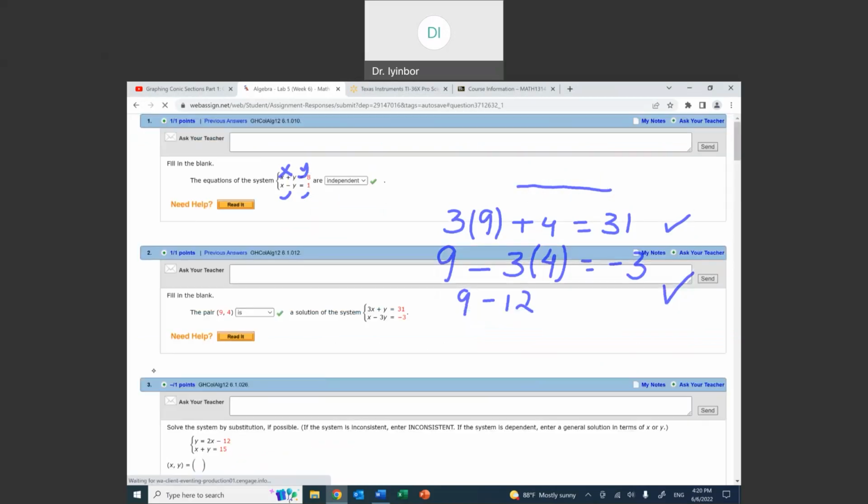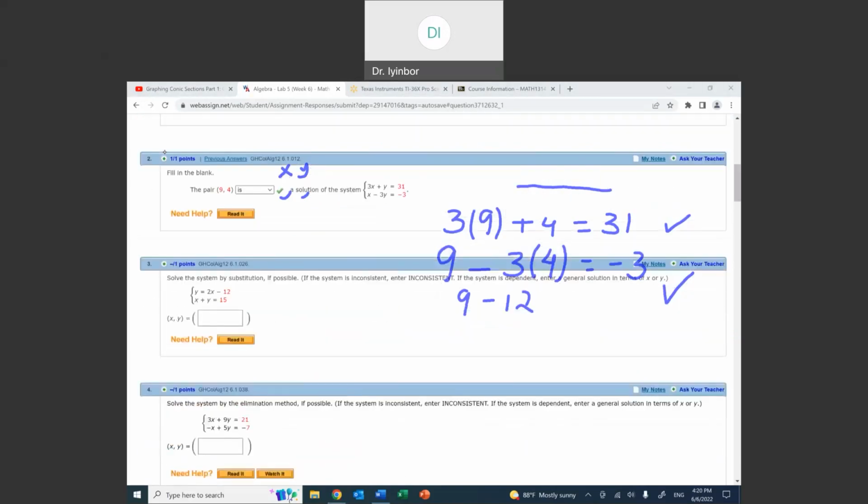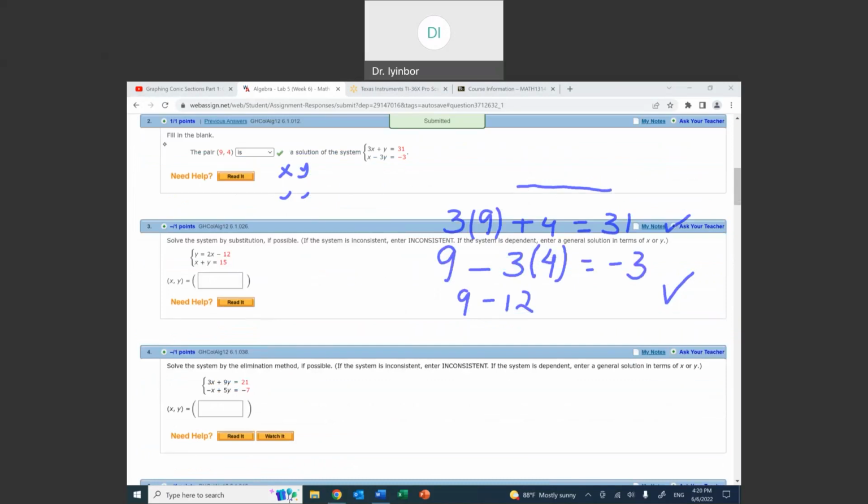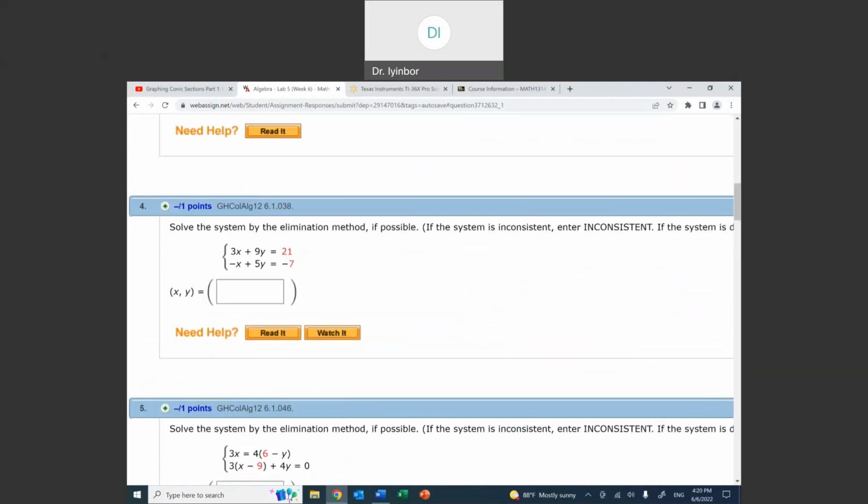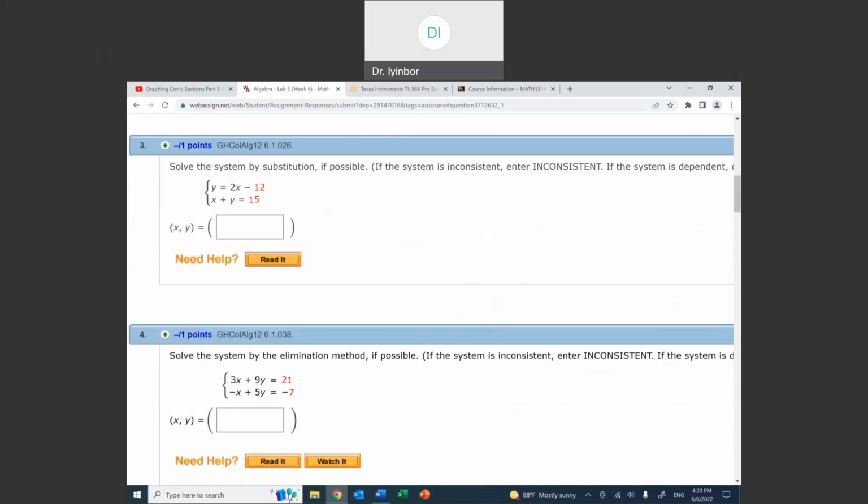Then going to number 3 is the same way. So number 3, number 4, and number 5, you're going to plug it in. But for number 3, what you need to do is just move the first equation. You have to change it a little bit because it's not in standard form. It's in slope-intercept form. So what you need to do is subtract 2x on both sides to move it over, and it's going to be in standard form.